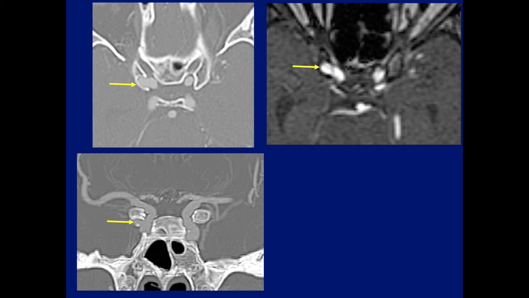And here's another case of an aneurysm that eroded the undersurface of the clinoid. Here it is on the axial plane. We can see the aneurysm on the MR. And here on the coronal CTA, notice that the undersurface of the clinoid has been eroded, better seen on the axial.